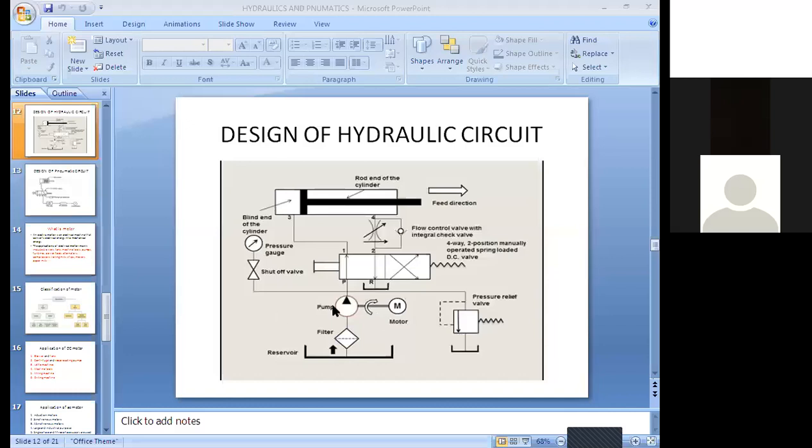Here the very important components are the reservoir, filter, motor, and pump. Also very important is the four-way two-position manually operated spring-loaded direct control valve. Then there is a pressure gauge, a shut-off valve, a cylinder, and a piston. These are the main components. I will play the video of how the hydraulic circuit works, then you will understand better.